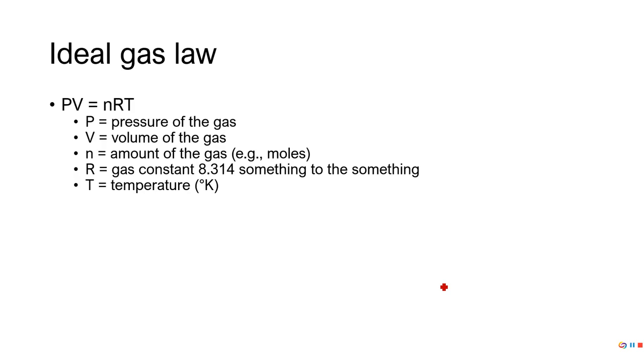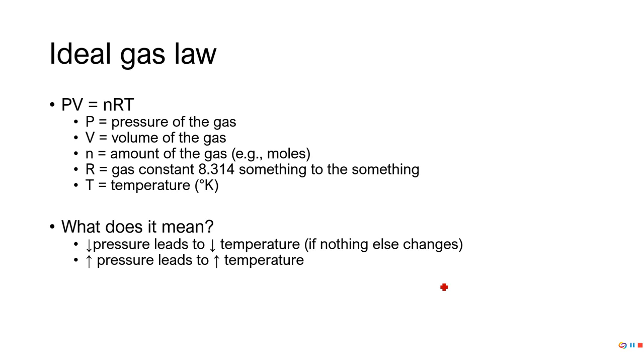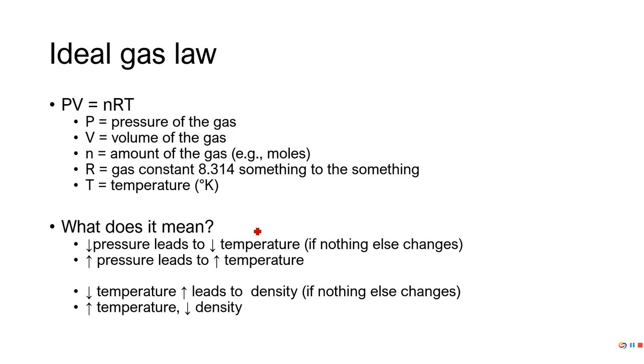And with this, we need to understand the ideal gas law. This is pressure times volume equals the amount of gas times a constant times the temperature. Okay, and so what does this really mean? Well, as pressure goes down, then temperature is going to go down, assuming that none of these other variables change, and then the reverse is true. Okay, so as pressure goes up, so does temperature. All right, but as temperature goes down, we lead to an increase in density. And if pressure goes up, then we have a decrease in density. All right, again, this is if nothing else changes.